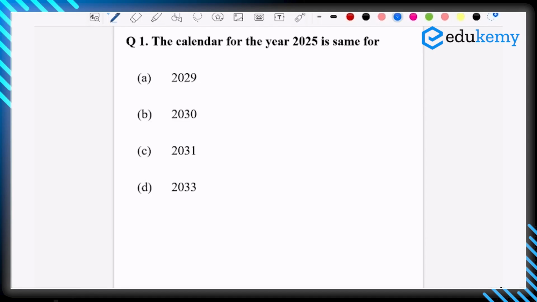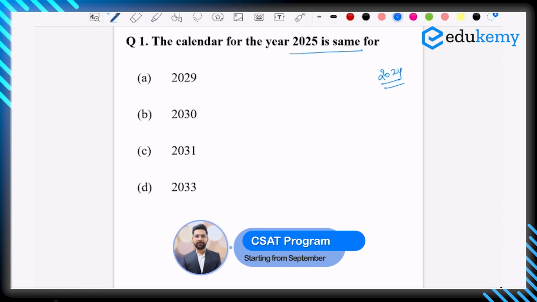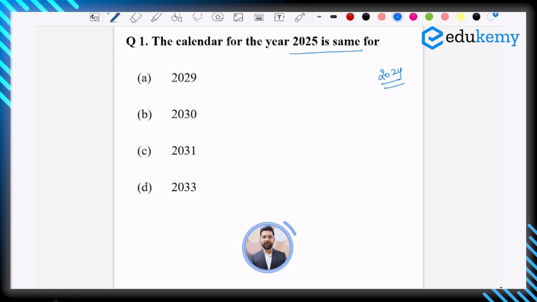Hello, aspirant. This question is from the UPSC 2024 examination. And the question is on the calendar. The calendar for the year 2025 is same form. Means the question is asking कि 2025 का कैलेंडर किस ईयर के कैलेंडर के साथ सेम होगा. तो ये एक इजी क्वेश्चन है.